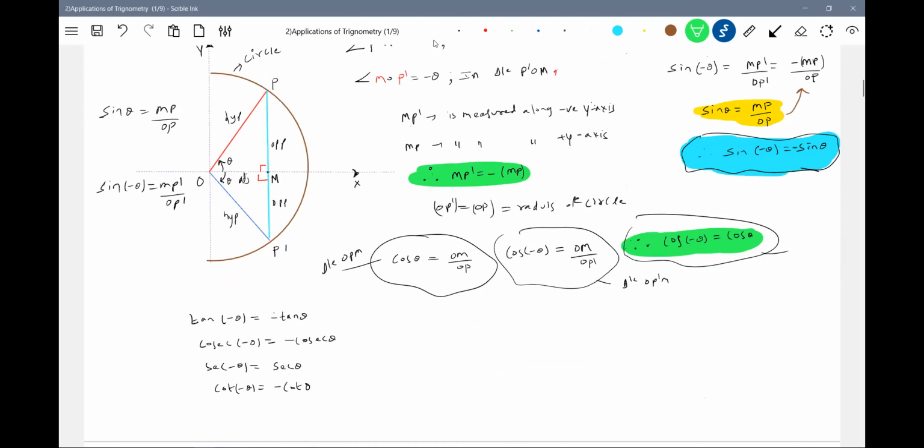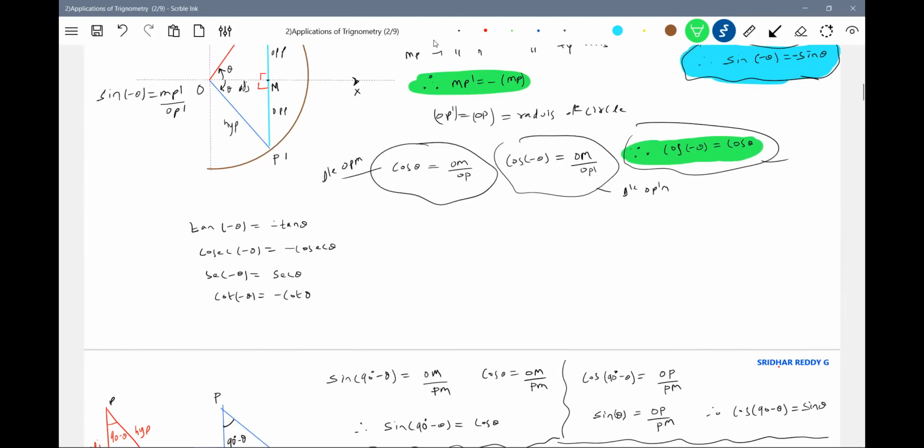Then afterwards, tan of minus theta should be minus tan theta. Cosecant of minus theta is minus cosecant theta. Secant of minus theta is secant theta. Cot of minus theta will be minus cot theta. There are other things also that you can prove. Let me summarize: sin theta, cos theta. What is tan theta? Sin theta by cos theta. So from there we get tan theta.